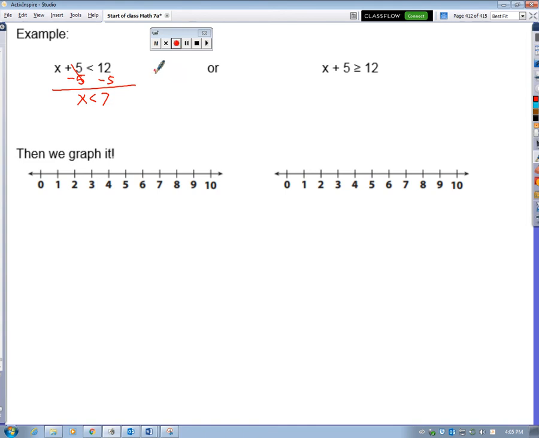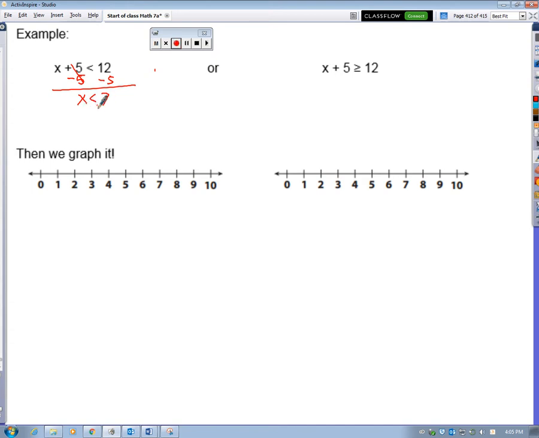Okay, that's our answer. And then what we also do with inequalities is we like to graph them because we don't know exactly what number x is. We know that x is less than 7, but we don't know exactly what it is. It's some number that is less than 7. So here's how you graph it, okay?